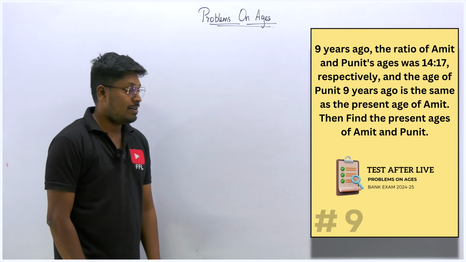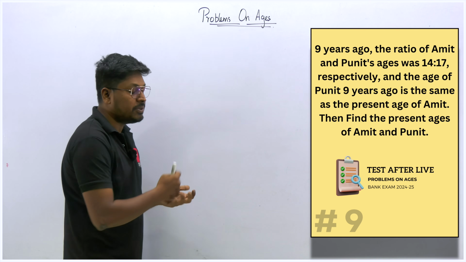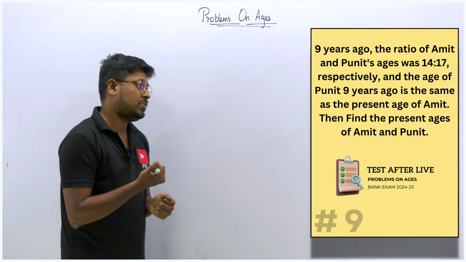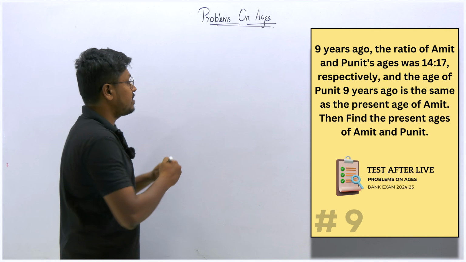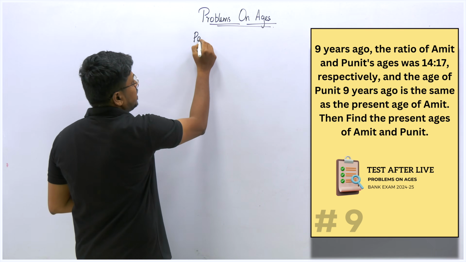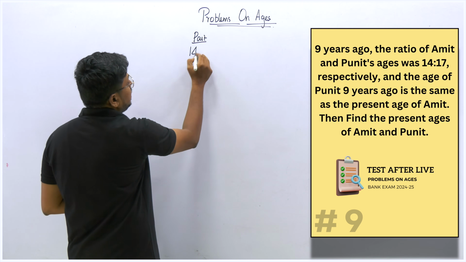Question number 9. Nine years ago, the ratio of Amit and Punit's ages was 14 is to 17. So they have given the past ratio of two persons, Amit and Punit, which is 14 is to 17.